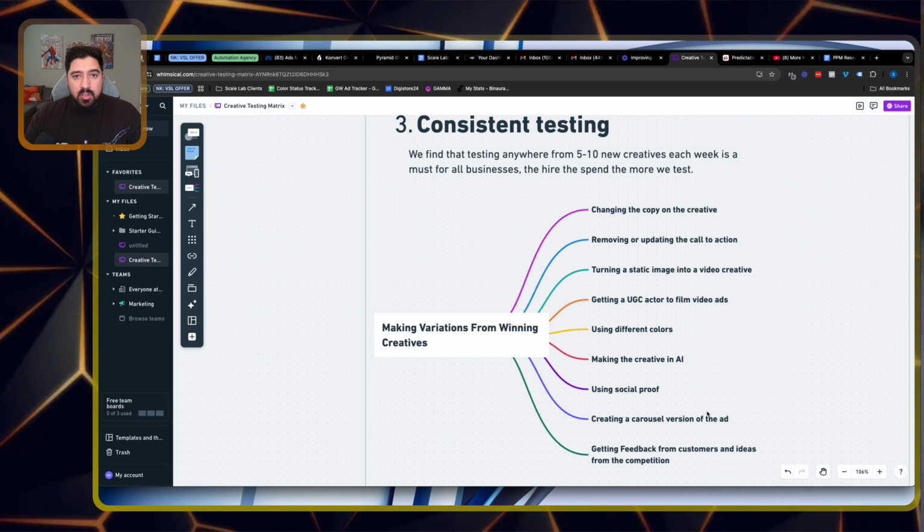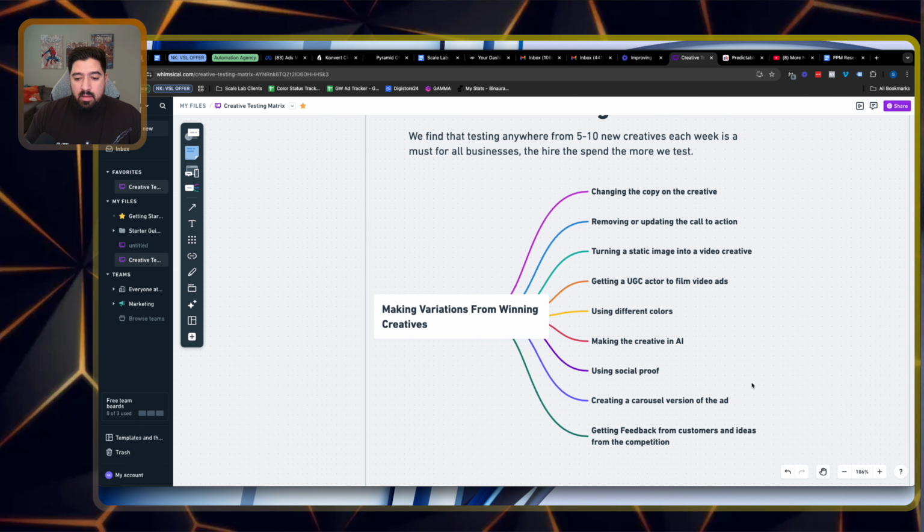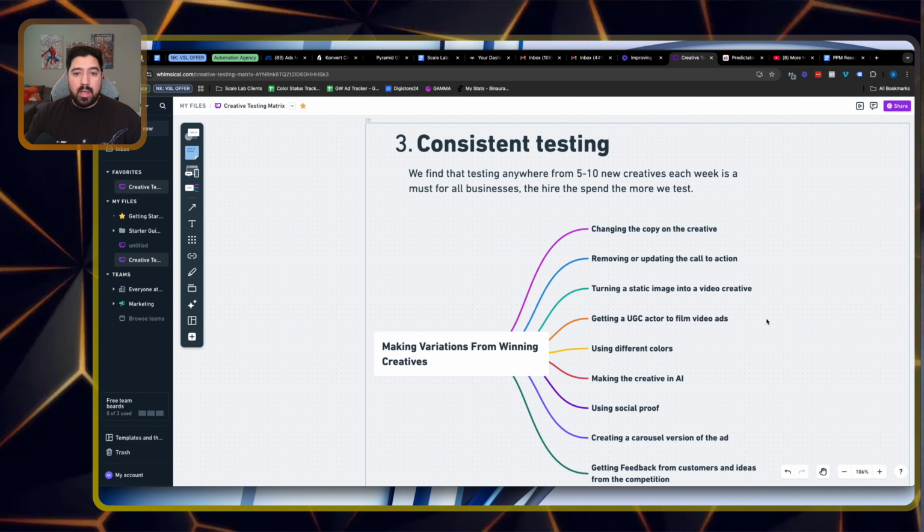Create a carousel version of the ad. This is also a really easy one. So you could have your blunt post or your initial creative as the first slide, and every other slide could be social proof, or just more variations of that creative as well. You could also take those creatives that you have, get feedback from customers and ideas from the competition to make more variations. Super easy way. This is a very simple list that you can run through every time you want to make a new creative, and you can kind of go from there.